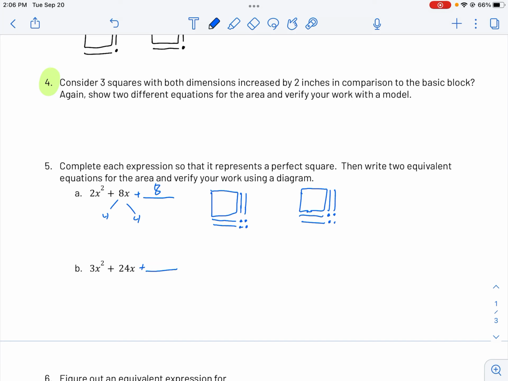Okay. So I've got the trinomial now, 2x squared plus 8x plus 8. And from my diagrams, I can see the square of binomials. Our side length is x plus 2, so it would be 2 times x plus 2 squared. And those are our 2 equations.